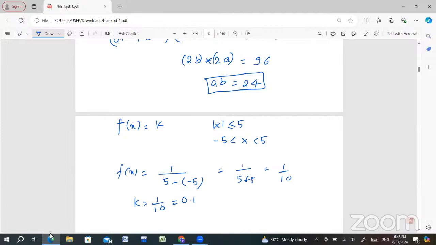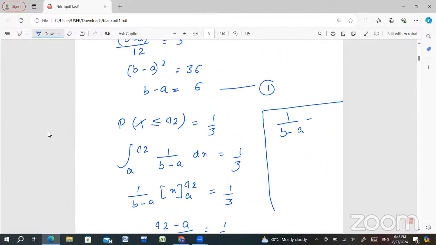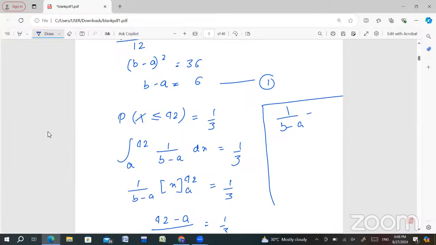Here we were given the PDF, the value of f(x), as k. And from the range also we can find the PDF. In this question, you are asking why we have not directly used 1 upon b minus a. We cannot use it directly because it is x less than or equal to 42, so we have to take the entire points which are below 42. You cannot take it as 1 upon b minus a. It is different.